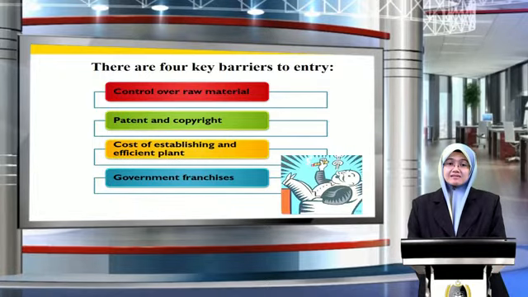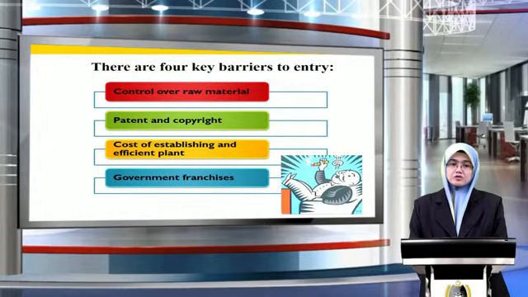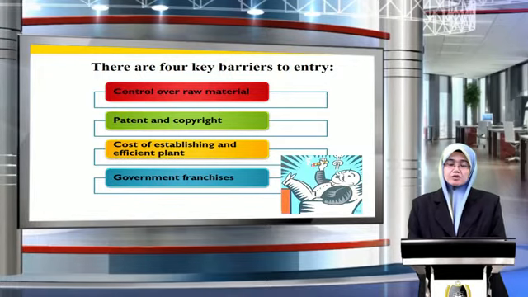A patent is an exclusive right to the production of an innovative product. A copyright is an exclusive right to the author of a book, composer of a music or producer of a movie. The third one is cost of establishing an efficient plant. Natural monopoly exists when one firm can meet the entire market demand at a lower price compared to 2 or more firms. And the last one is government franchises. The government will give exclusive rights to a firm to sell certain goods and services in a certain area.